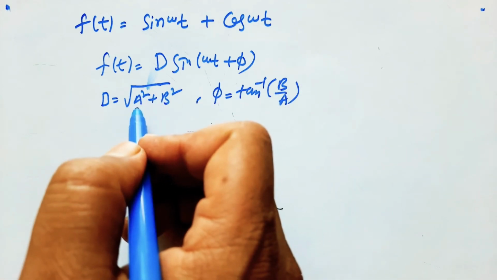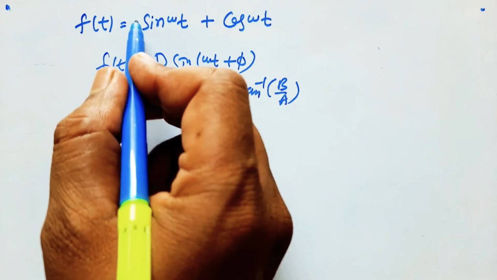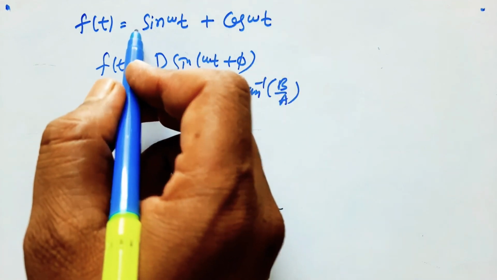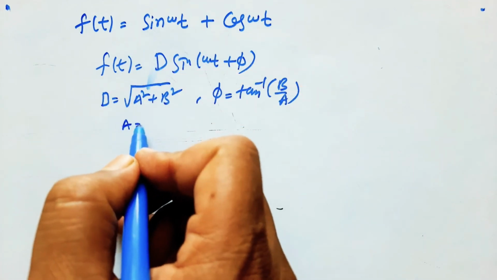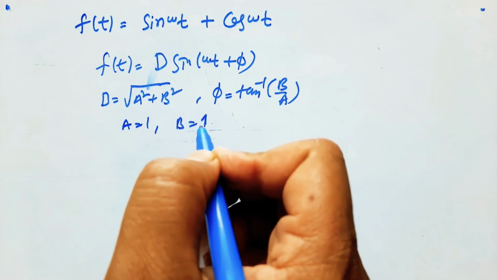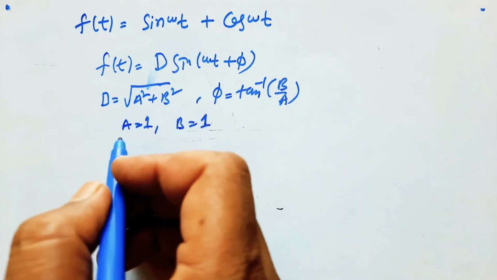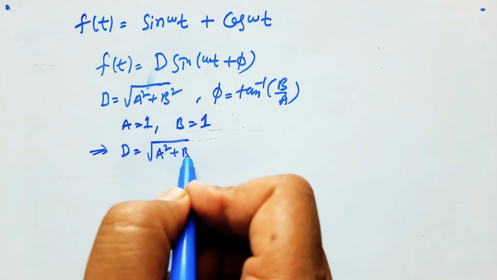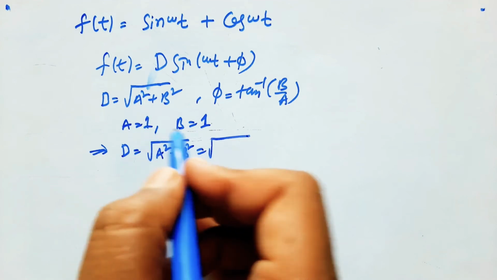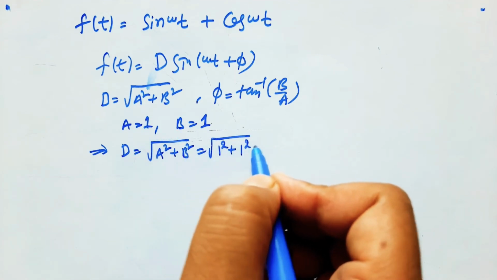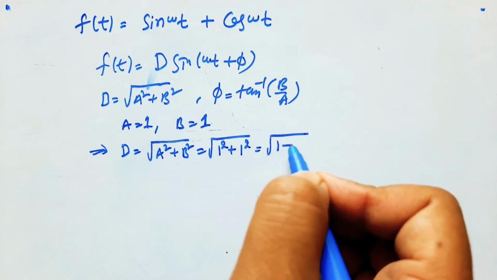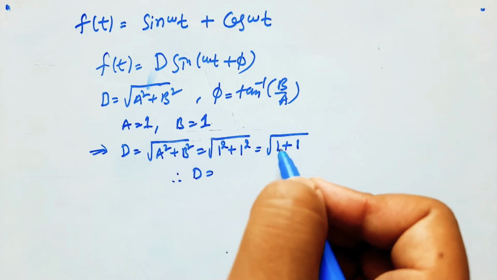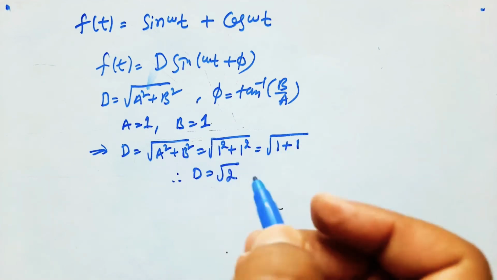So what are the values of a and b? Here we have 1 into sin omega t plus 1 into cos omega t, so a is equal to 1 and b is equal to 1. Let us find the d value and phi value. d is equal to the square root of a square plus b square, that is the square root of 1 square plus 1 square, which is 1 plus 1. So d is equal to the square root of 2.